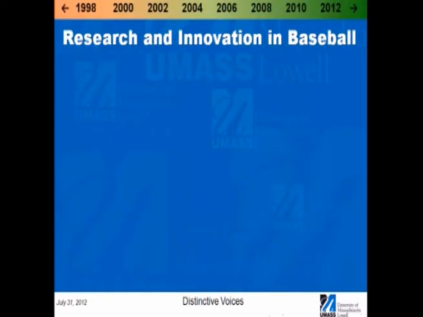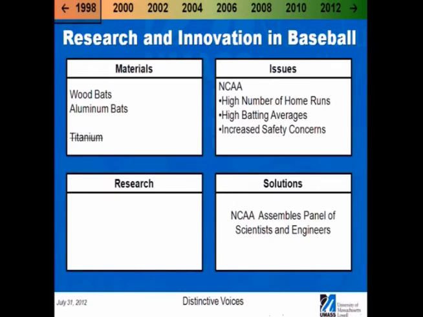So now I'm going to go through a little bit of this. I'm running a little long, so I'm going to go through it a little bit faster. Some of the research that's been done over the past 14 years now has related to aluminum bats and composite bats used at the NCAA. Back in 1998, there was pretty much no research going on. Wood and aluminum bats existed. There weren't composite bats yet. There were high numbers of home runs and batting averages, and there were some increased safety concerns.